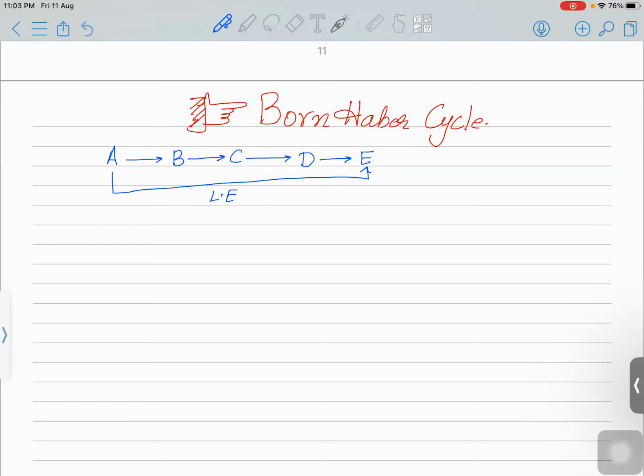Now you can write: the Born-Haber cycle is a cycle which is used to find lattice energy indirectly when a reaction happens in multiple steps. Have you written? Yes, sir. Okay. Alia, have you written? Yes, sir. Okay.